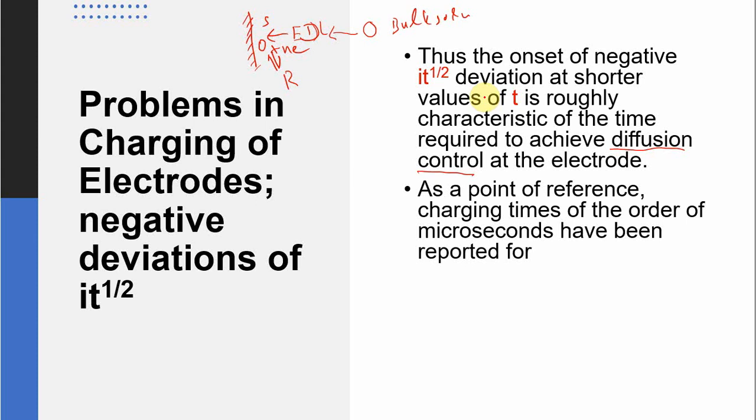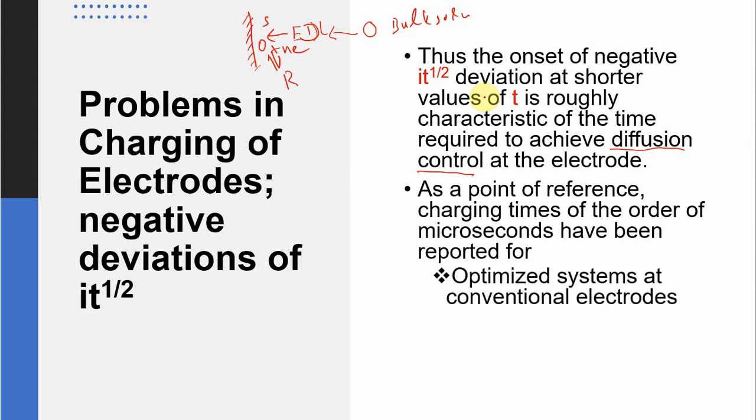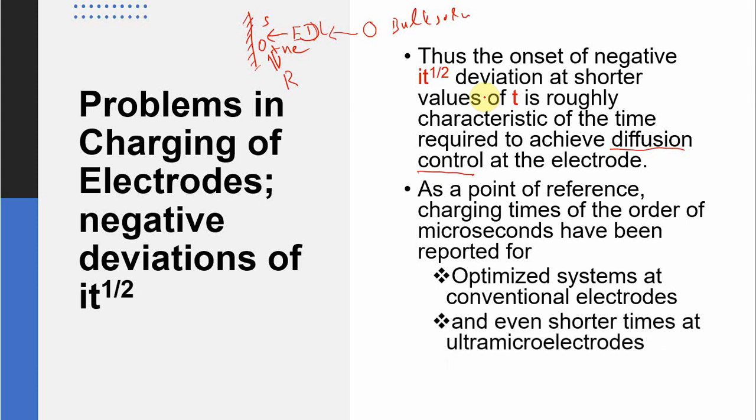As a point of reference, charging times of the order of microseconds have been reported for optimized systems at conventional electrodes. That is, you already know how much time it takes to achieve the potential that is required to convert all of the oxidized species on the electrode solution interface into reduced species. And even shorter times at ultramicroelectrodes, which are tuned for such types of processes.